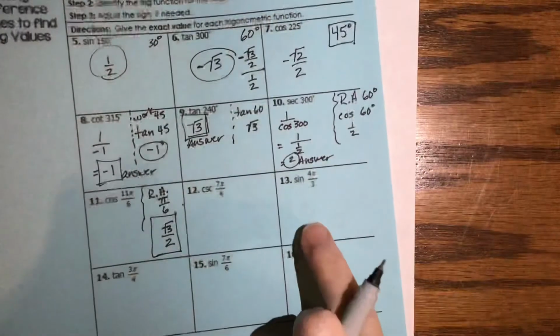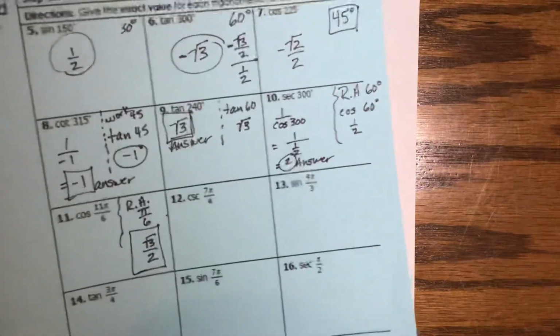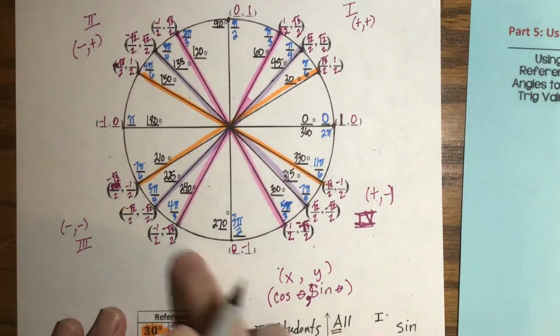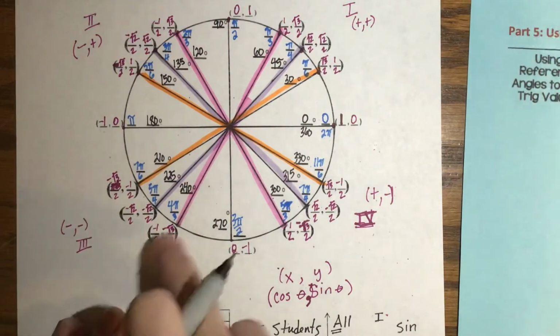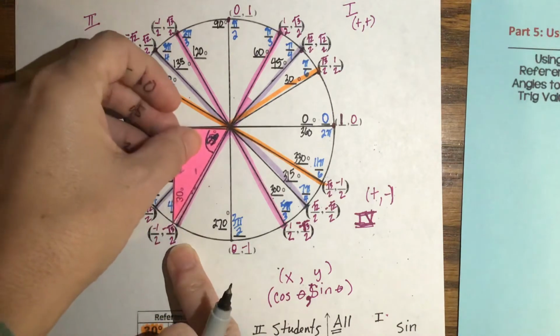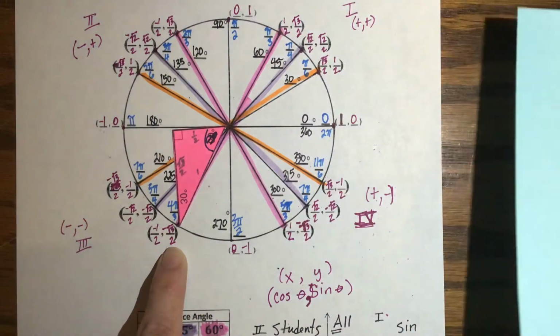Let's do sine, and then we'll worry about cosecant here. Sine of 4 pi over 3. So I'm going to find 4 pi over 3. Where's my 4 pi over 3? Right here, third quadrant. It's pink, so 60. And I'm looking for sine, so negative square root 3 over 2.